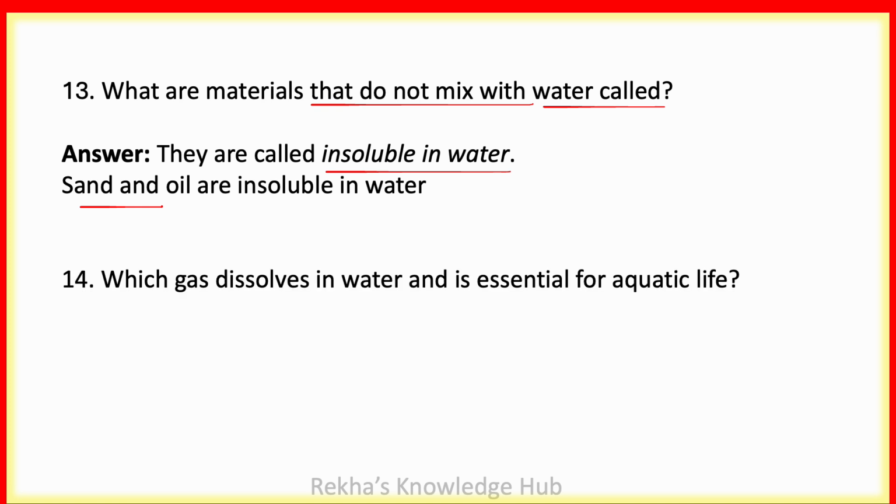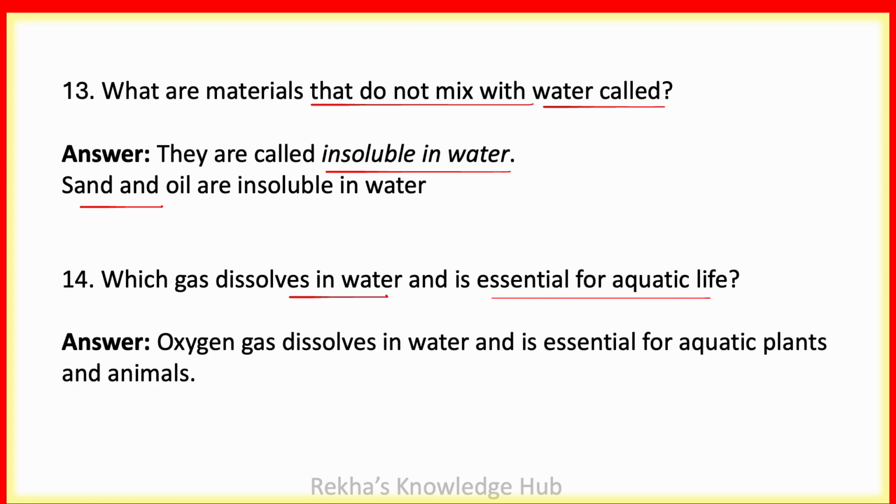Next one, which gas dissolves in water and is essential for aquatic life? Oxygen gas dissolves in water and is essential for aquatic plants and animals. Some gases can dissolve in water while others cannot. Oxygen gas can dissolve in water and it is very important for the survival of fish, plants and other aquatic animals. They breathe the oxygen that is dissolved in the water.